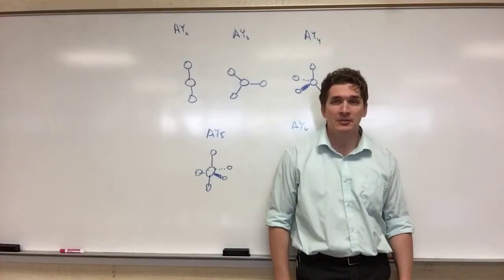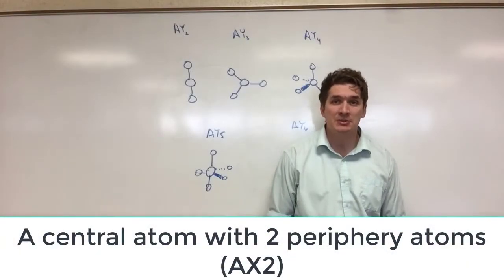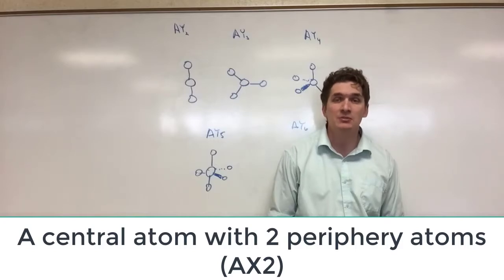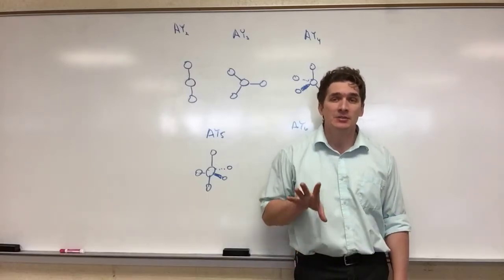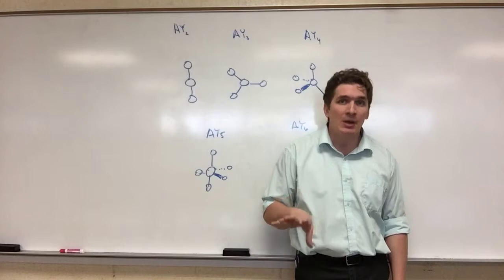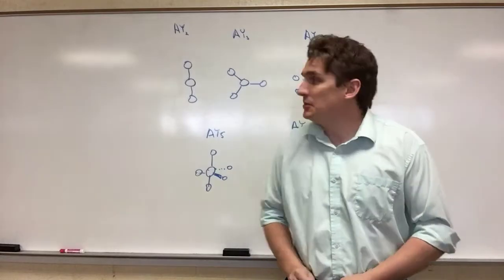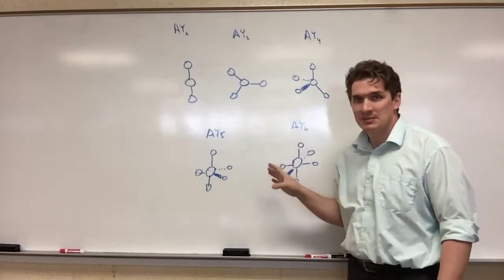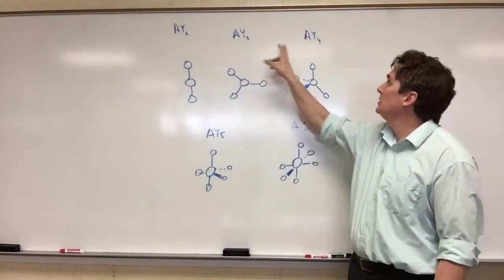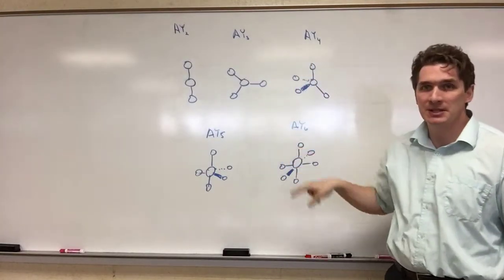So let's talk about the group of different molecular geometries you get if you have two periphery atoms. Now to do this, we're going to start with the electronic geometry, the AY, and then use that to go back to the molecular geometries. So we have 5 possibilities if we have two periphery atoms: AY2, AY3, AY4, AY5, and AY6.